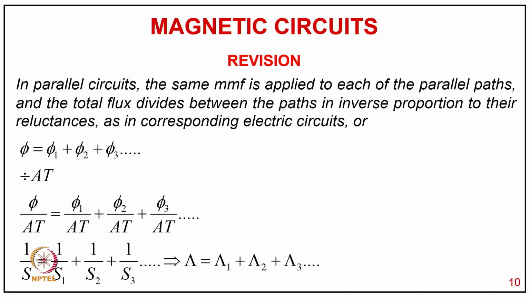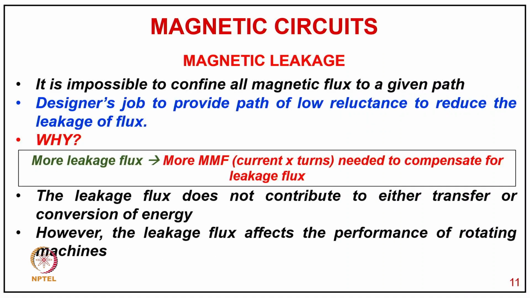So here also the net flux is the sum of all the fluxes of the different parallel paths. So you can call it phi equal to phi1 plus phi2 plus phi3. Dividing by MMF, phi divided by MMF will be phi1 upon MMF plus phi2 upon MMF plus phi3 upon MMF. Or you can call it 1 upon S equal to 1 upon S1 plus 1 upon S2 plus 1 upon S3, or the permeance rho equal to rho1 plus rho2 plus rho3. These are the permeances of different parts of a magnetic parallel circuit.